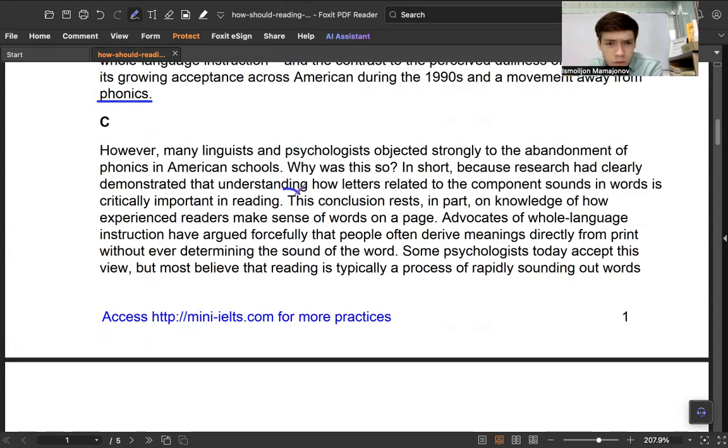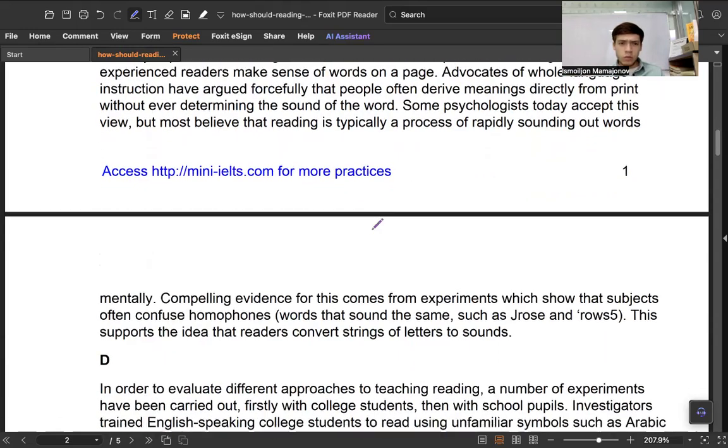This conclusion rests in part on knowledge of how experienced readers make sense of words on a page. Advocates of whole language instruction have argued that people often derive meaning directly from print without ever determining the sound of the word. Some psychologists today accept this view, but most believe that reading is typically a process of rapidly sounding out words mentally.